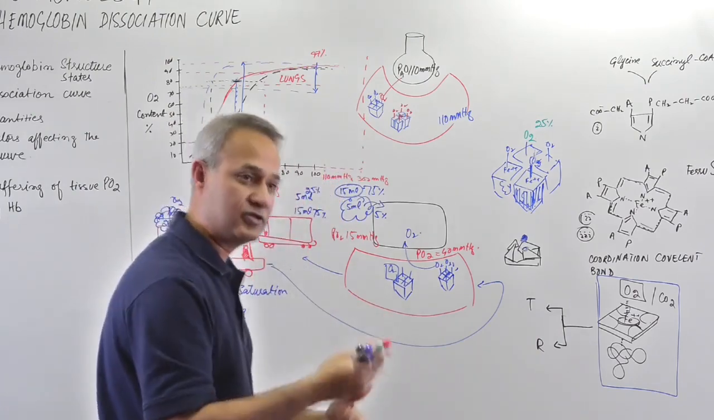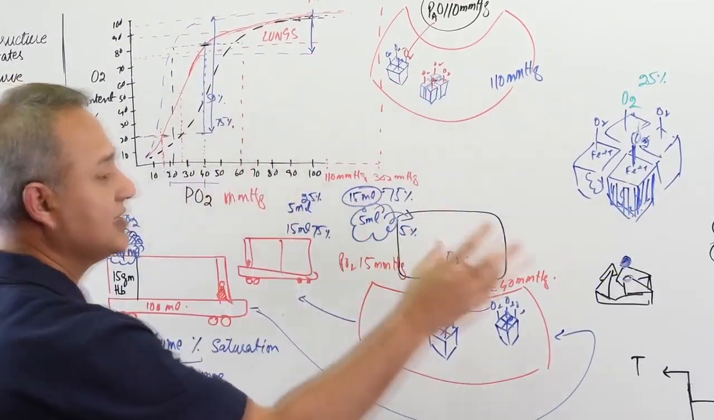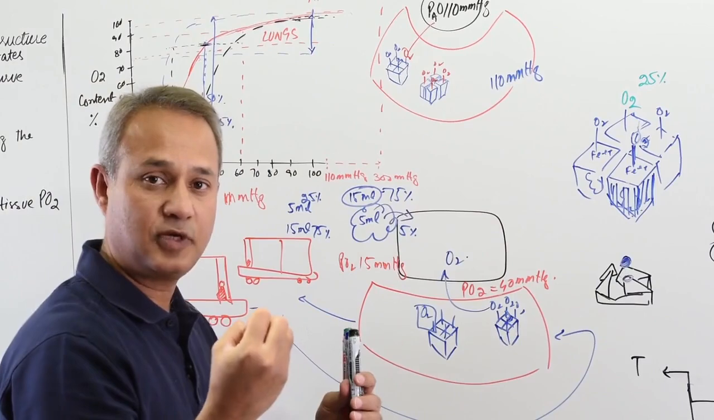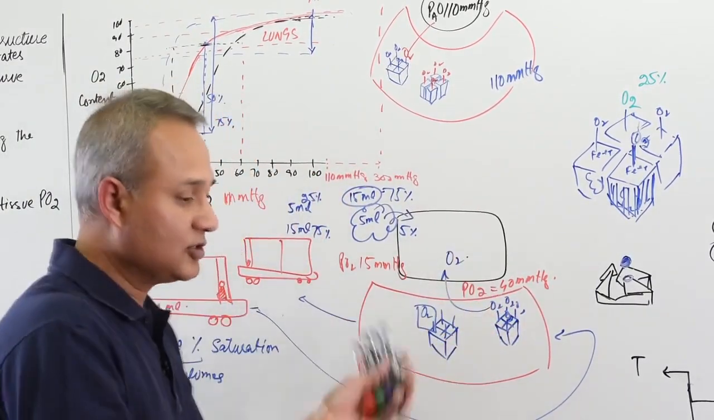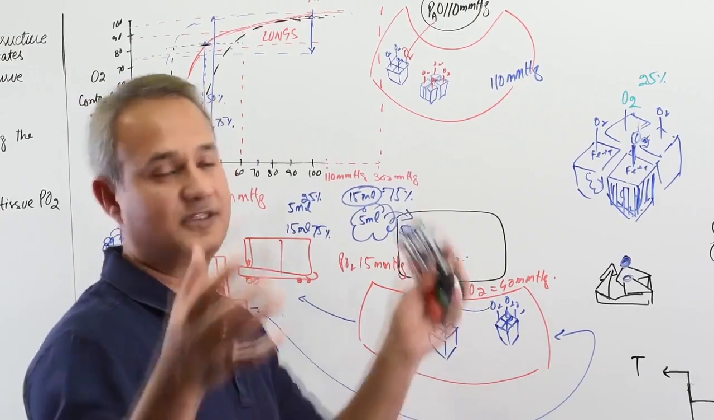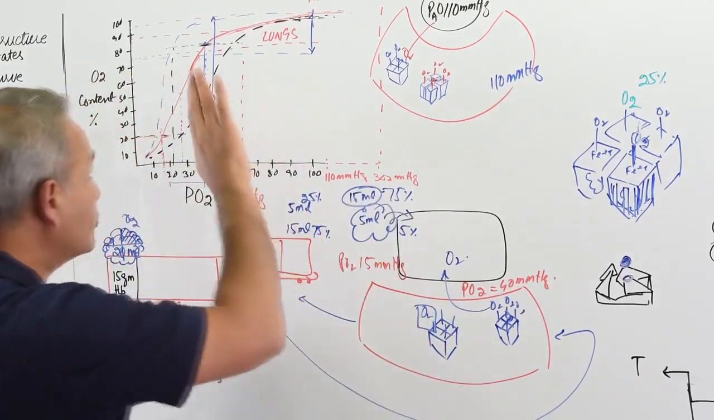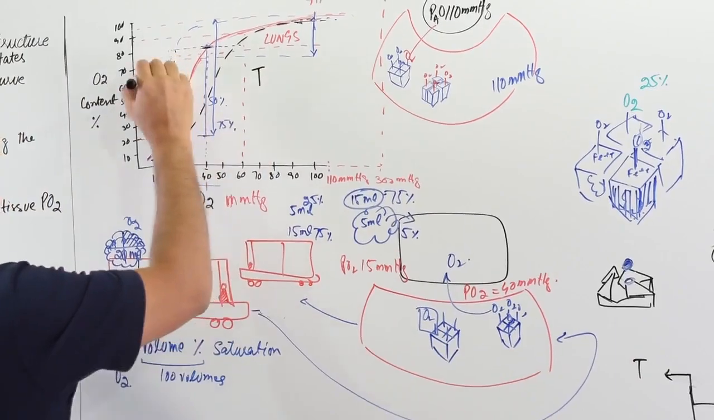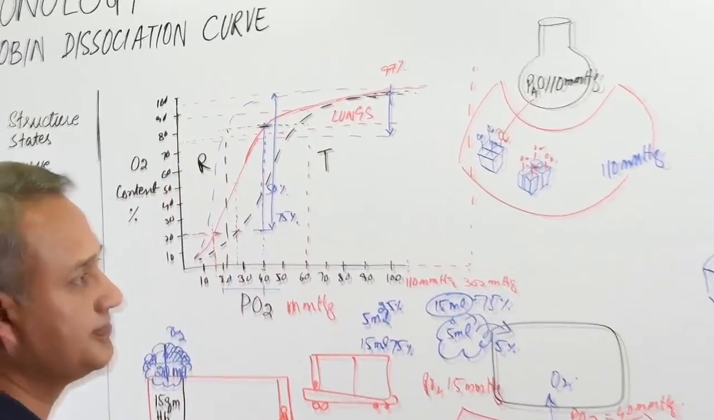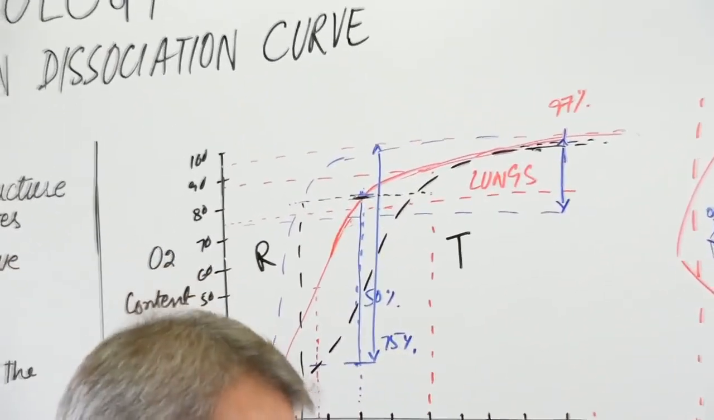Actually, the other way around, sorry. Tense means it doesn't want to associate properly and it wants to dissociate fast. Relaxed means it is associated and it doesn't want to give it off, it's just happy with that. So right shift tense, I'll write T here, and left shift R, or relaxed. So sorry for the other way around.